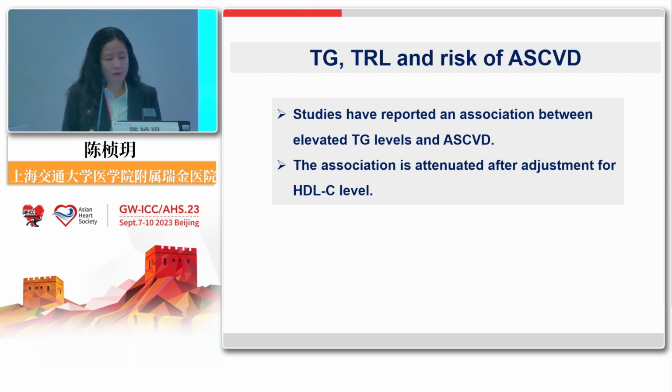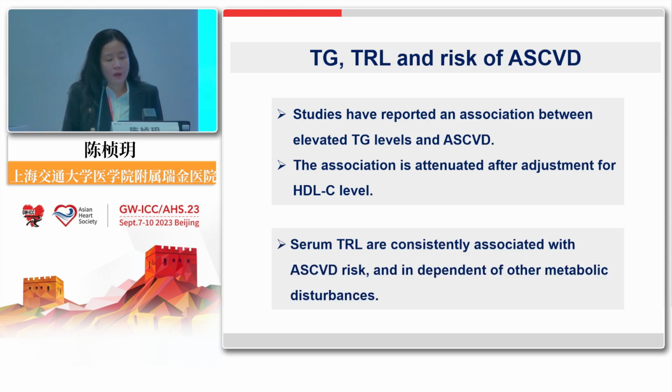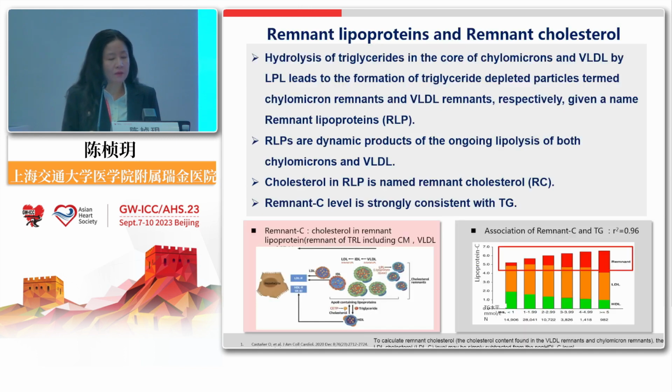Studies have reported an association between elevated TG level and ASCVD. Actually, the association is attenuated after adjustment for HDLC level. This is a kind of argument for TG and ASCVD risk. But serum TRL is consistently associated with ASCVD risk, independent of other metabolic disturbances.